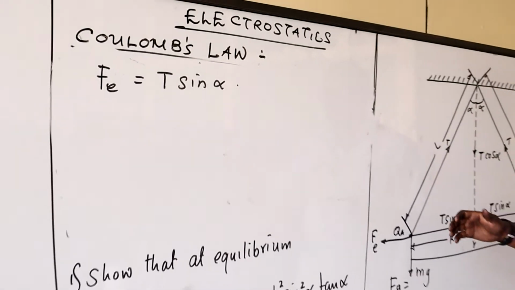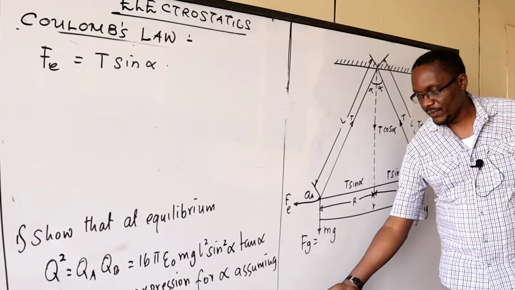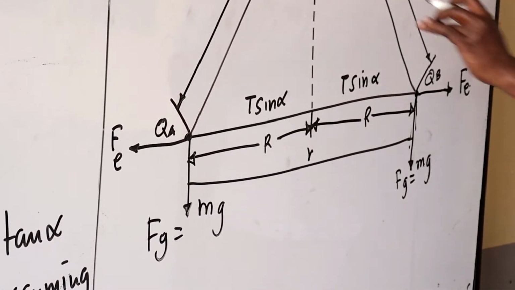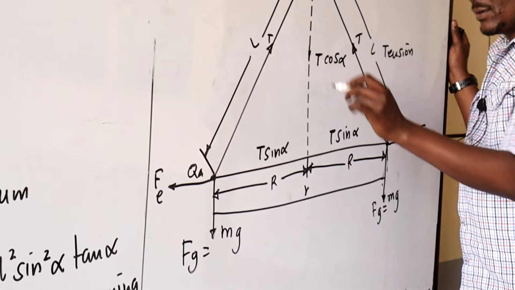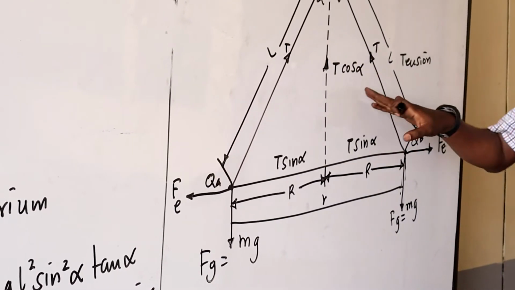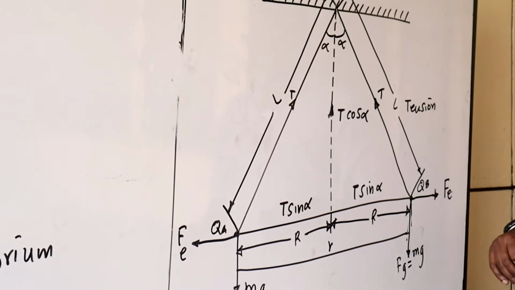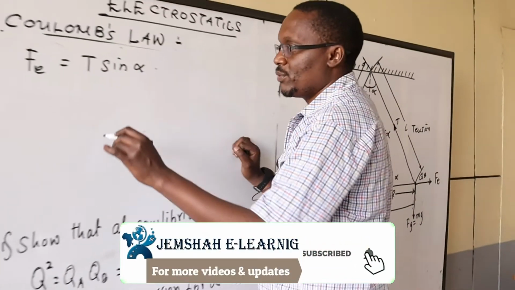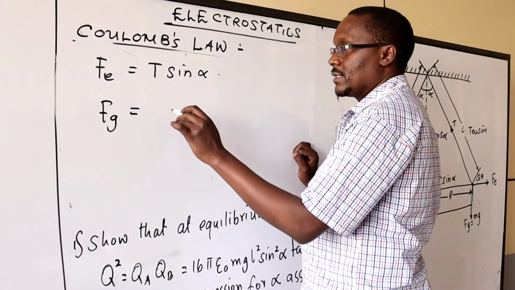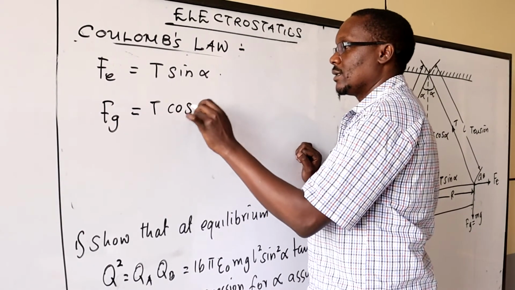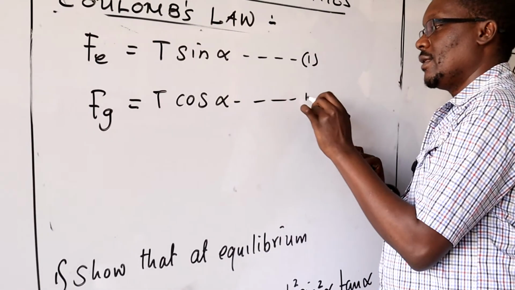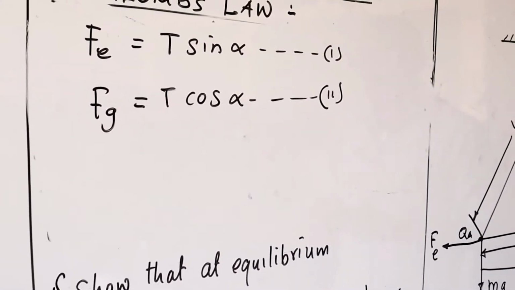Similarly again, there is a gravitational pull as a result of Fg that is pulling this downwards, and there is a resistance, which is our tension again, moving upward. So again we can say from our gravitational pull Fg, we can also generate T cos what? Cosine of alpha. Let me call this equation 1, and the other one equation number what? 2.